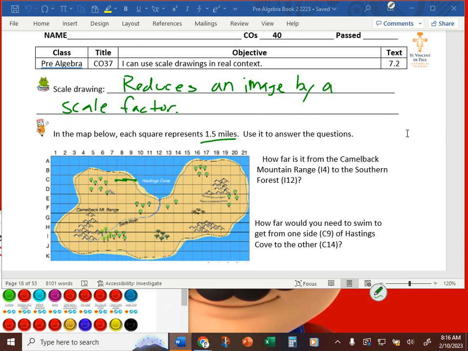Okay. So the first one, how far is it from the Camelback Mountain Range, which is I-4? So kind of bring in Corn and Plain, battleship type things here also. I-4, look where I is, look where 4 is, and we're right here. The Camelback Mountain Range. Okay, let me do that in red so it stands out. It's kind of hard to see. That's why I'm helping you. And we're looking to get to the southern forest, which is I-12. So again, in the I row here, the 12th column, the southern forest is right there.